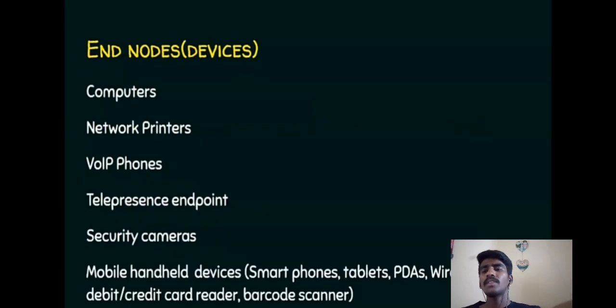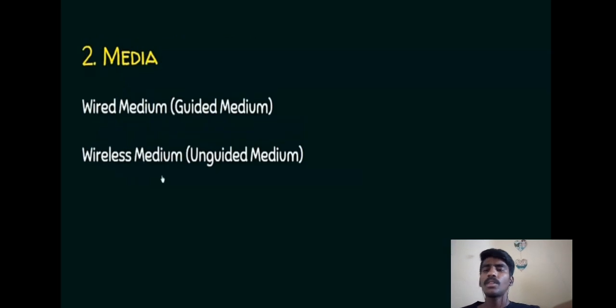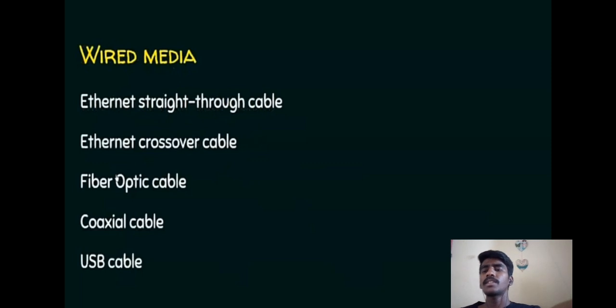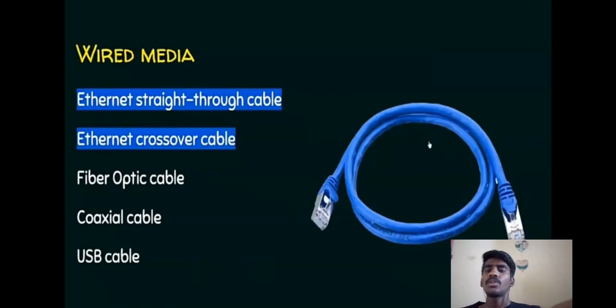Now what are end devices? I just told you before, end devices are nothing but sender and receivers. So computers, printers, all these things are end devices. Now media is nothing but which lays the path. So media is again divided into wired medium and wireless medium. Here are some examples for wired media: Ethernet, fiber optic cable, coaxial cable, USB cable. So here you can see the image, Ethernet cable.